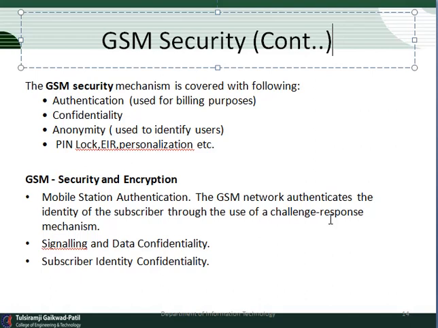Anonymity, used for identifying users, means we identify that the user belongs to a particular location or organization. So we denote that with one ID, one password, or some identity. For example, for your college purpose, the college provides you ID cards with your name and contact number. So this is your identity. So anonymity means to identify the users.